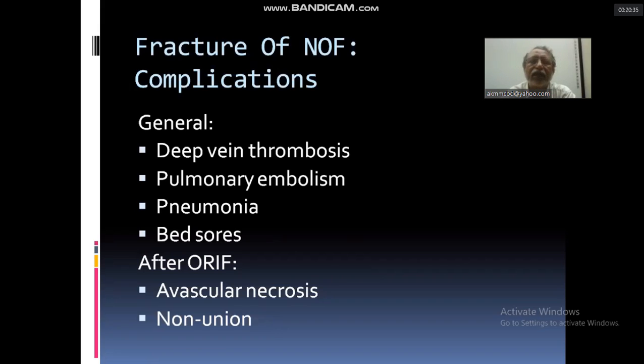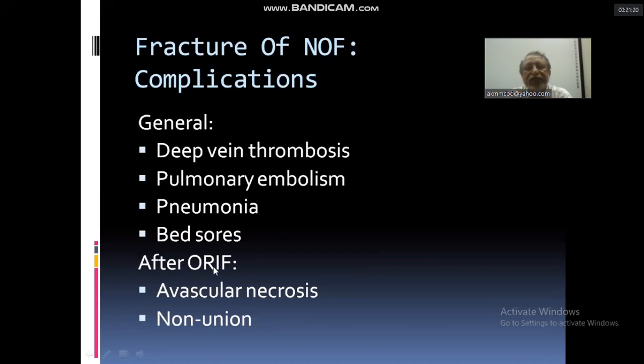Deep vein thrombosis can be complicated by pulmonary embolism. And for any frail patient lying in the hospital bed for a prolonged time, pneumonia and bed sores are important. In fact, to prevent deep vein thrombosis and its complication of pulmonary embolism, and pneumonia and bed sores, we want to operate on any patient with fracture neck of femur, so that the patient will be mobilized very early. All these can be prevented by early mobilization.